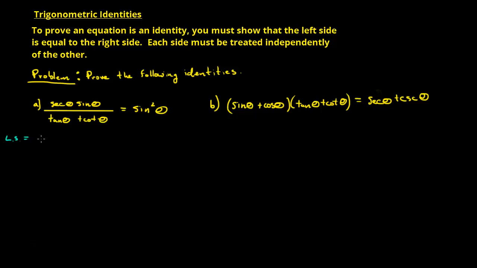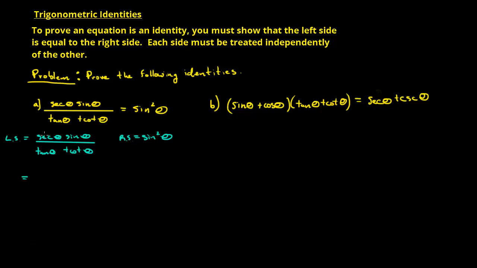The left side in A is equal to secant theta times sine theta, all divided by tan theta plus cotan theta. And the right side is just sine squared theta. If I look at this identity, the right side is definitely simpler, so I'm going to try to simplify the left side to look like the right side.